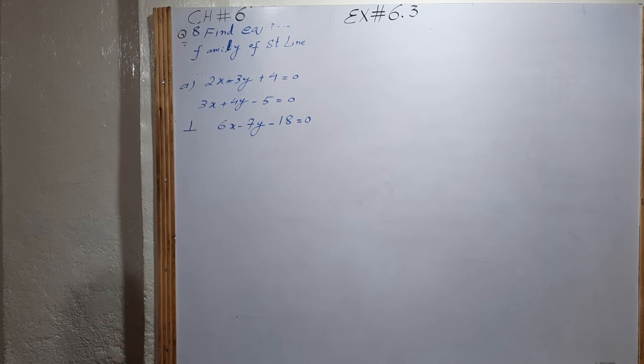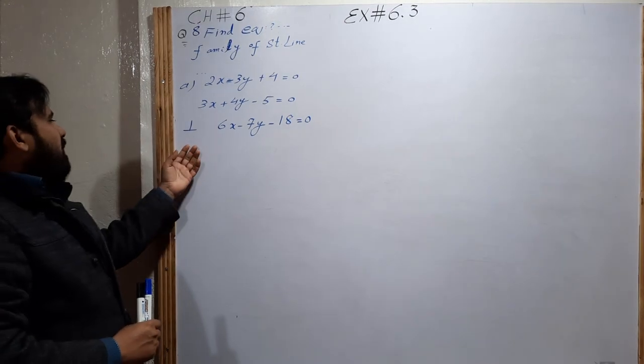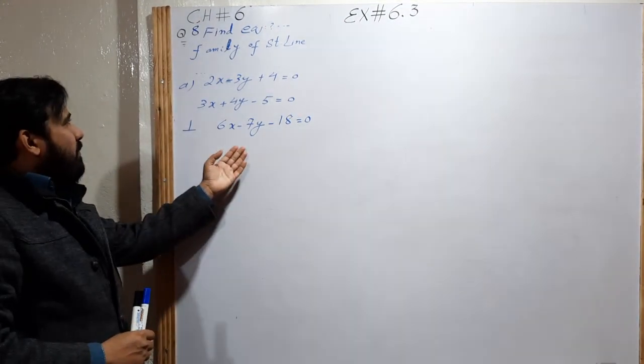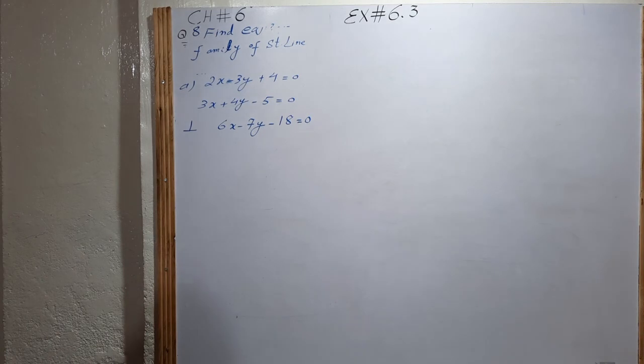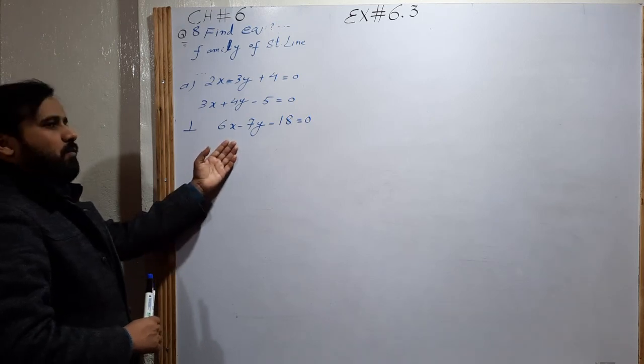Dear student, the next question is question number 8. Find the equation of the straight line from the family of straight lines through the point of intersection of the two given lines, and which is perpendicular to this one. Once again, the question statement: the line equation which we have to find is perpendicular to this one.